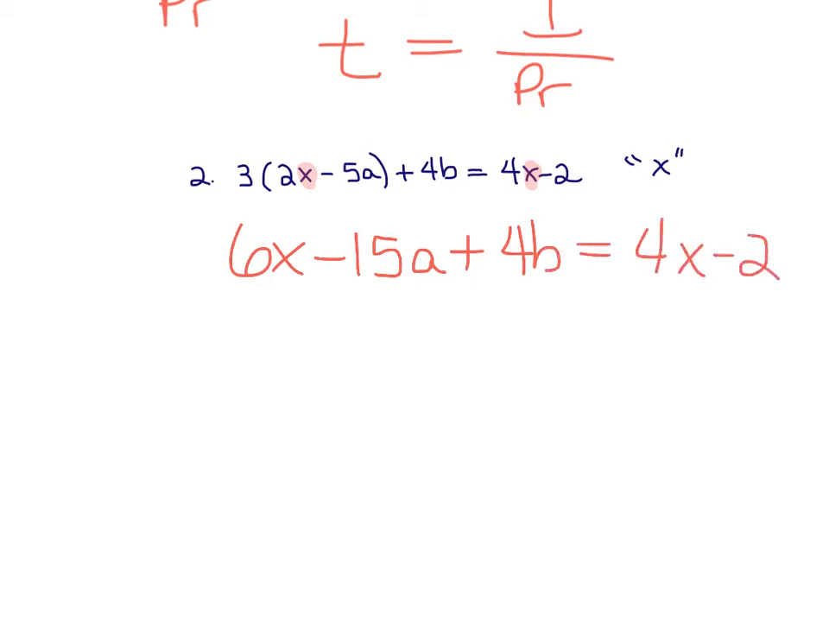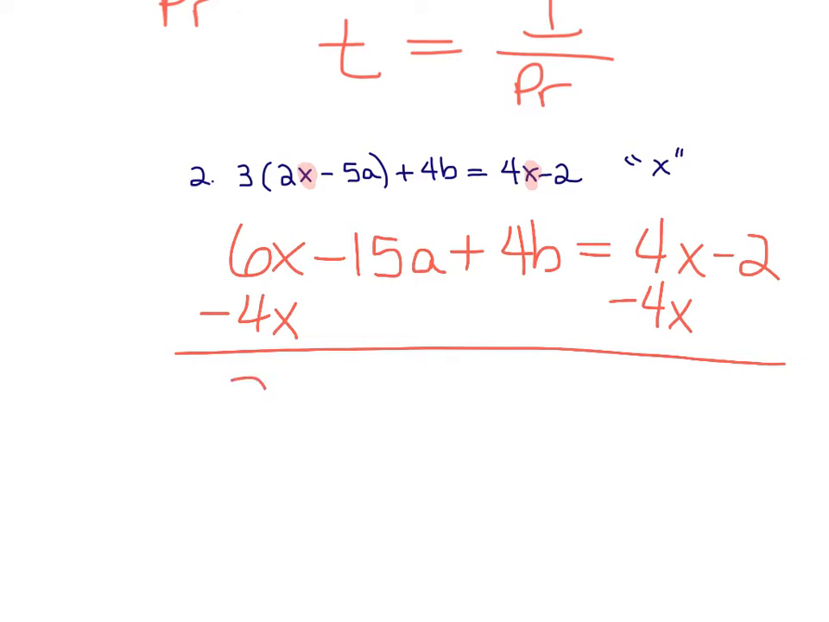And now I need to begin to group my like terms. Now, if you want to move the 6x to the right or the 4x to the left, it doesn't really matter. Okay, I'm going to go ahead and move the 4x over so my x term stays positive. It doesn't really matter which way you move. So 2x. And then I'm going to drop down my negative 15a plus 4b equals negative 2.